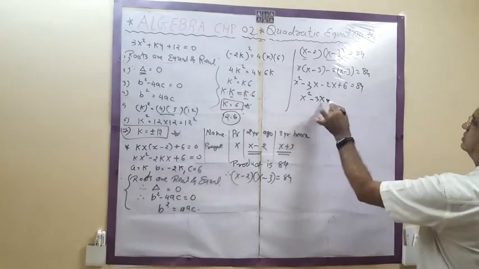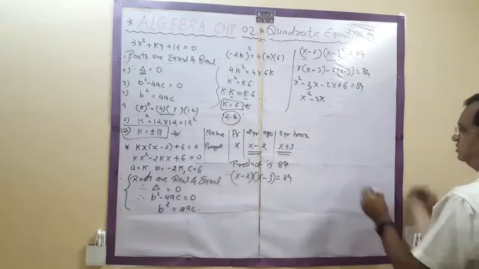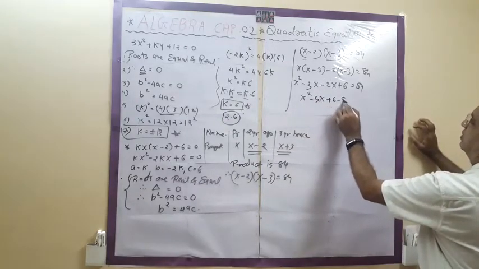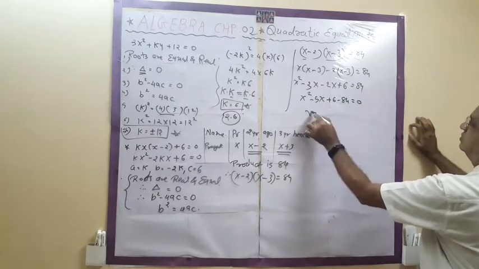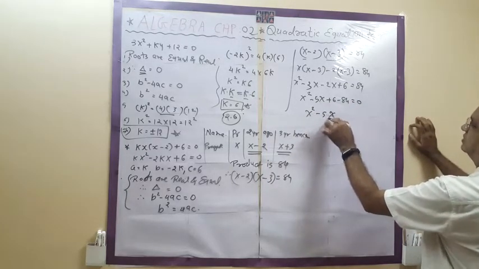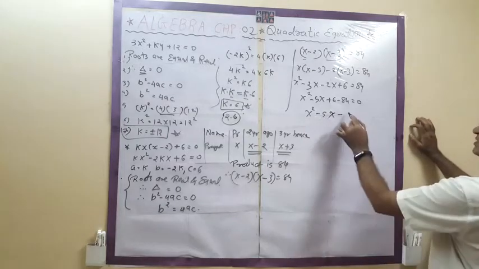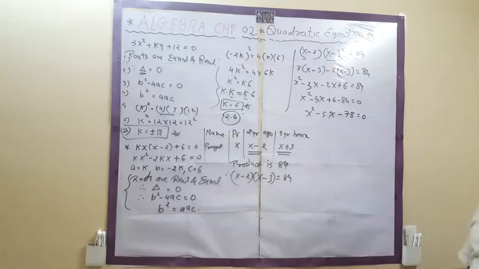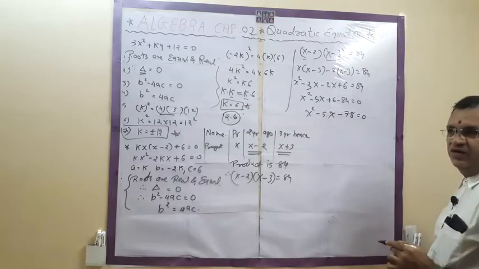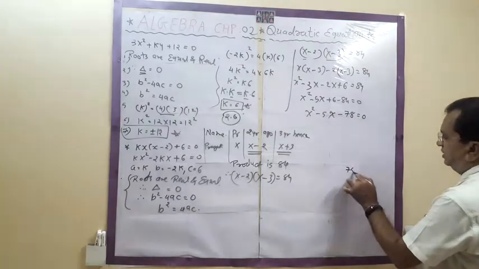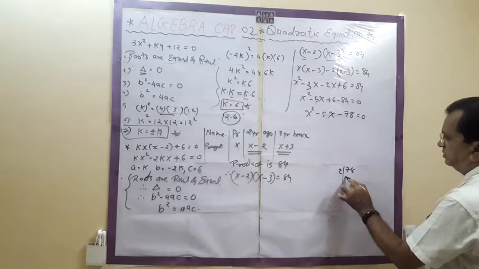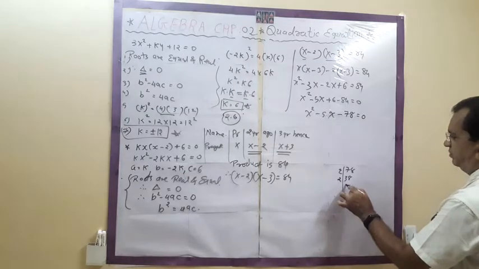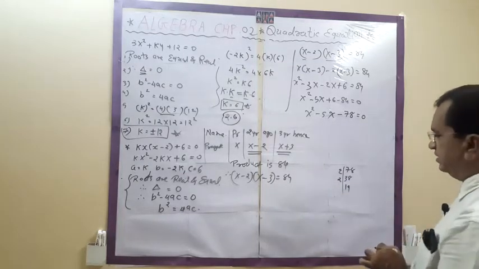x square minus 3x minus 2x means minus 5x, plus 6 minus 84 is equal to 0. So x square minus 5x minus 78 is equal to 0. Now from 78 we need 5. So 78 make it half, that is 39. Make again half, so 19.